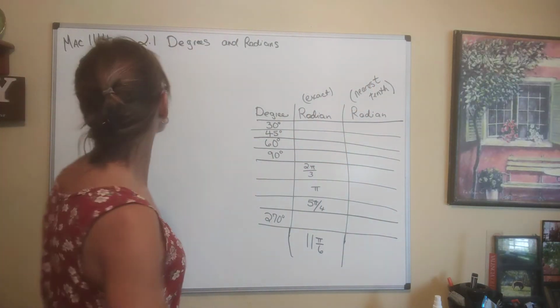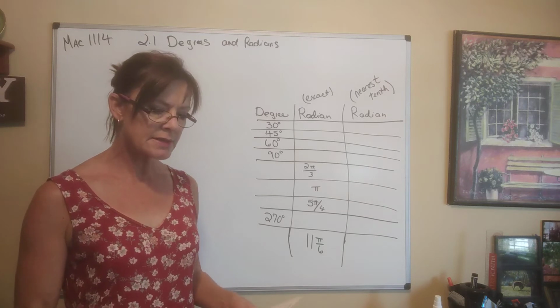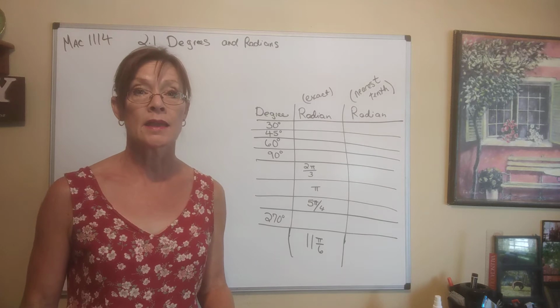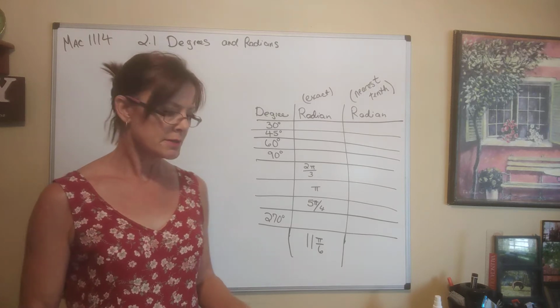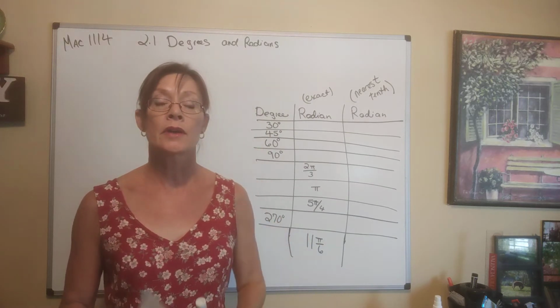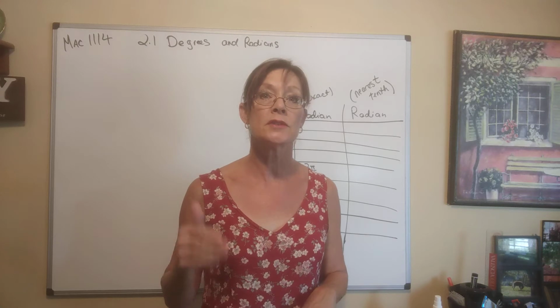Okay, now we're ready for section 2.1, which is the first part of this is degrees and radians, and the second part of this is going to be about arc length and area of sectors. So radians is just another way to call out the amount of an angle. So the first way we talked about was degrees.